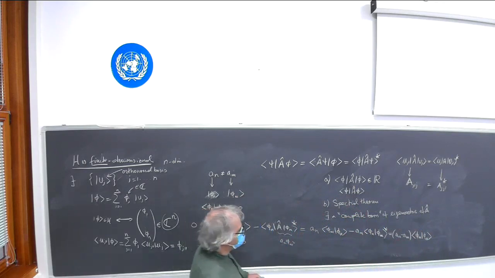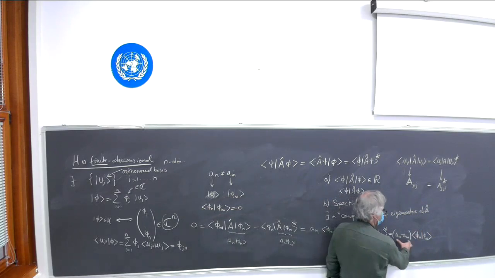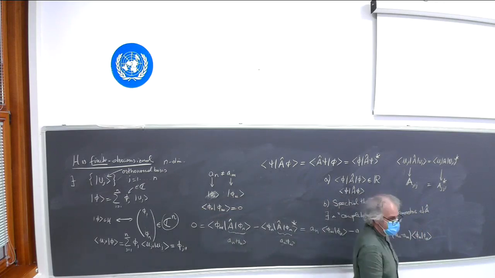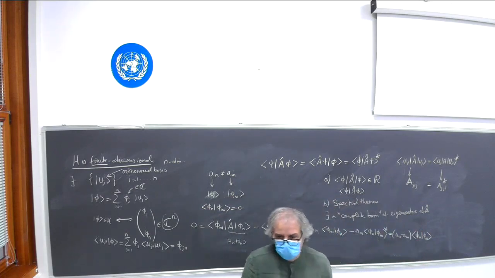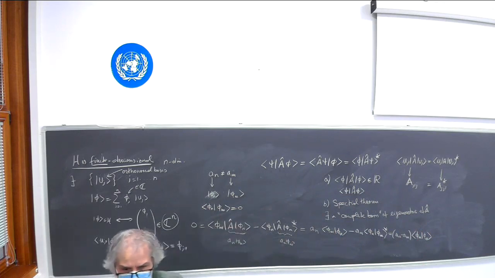Zero is equal to a number that is different from zero because the two eigenvalues are different, times the scalar product of the two eigenvectors. Therefore, the two eigenvectors should be orthogonal. Is it clear? Very, very simple.